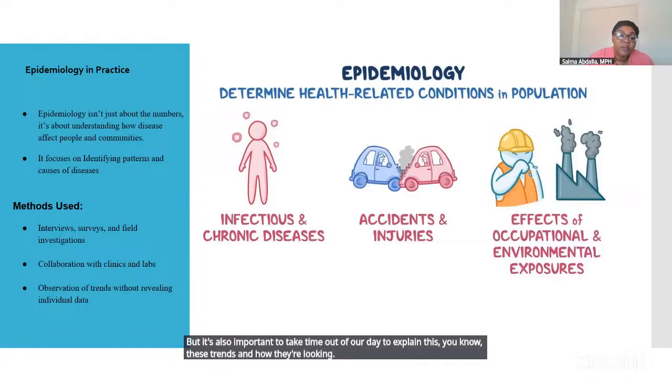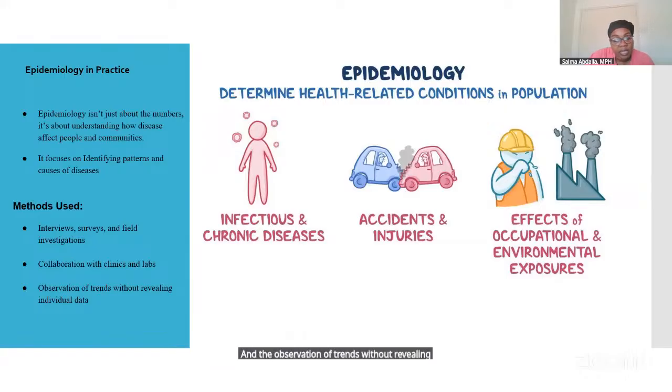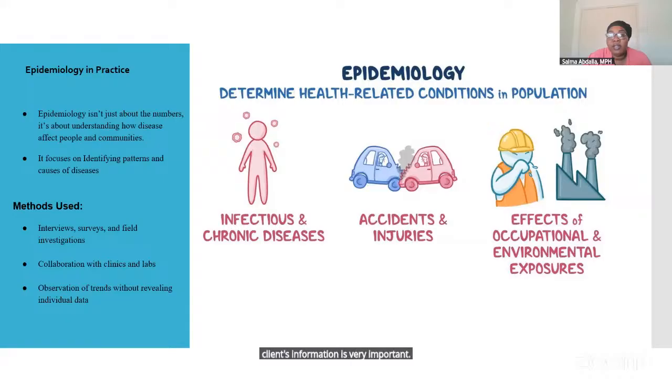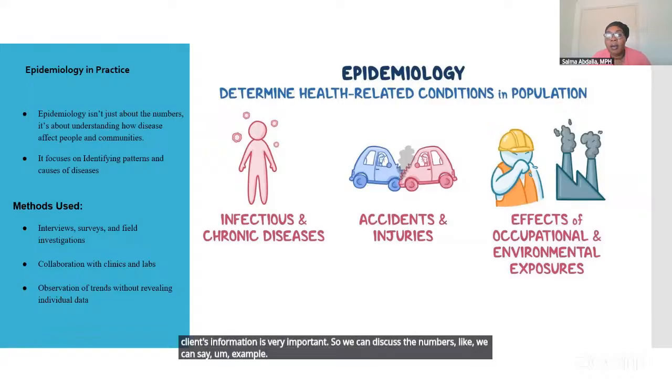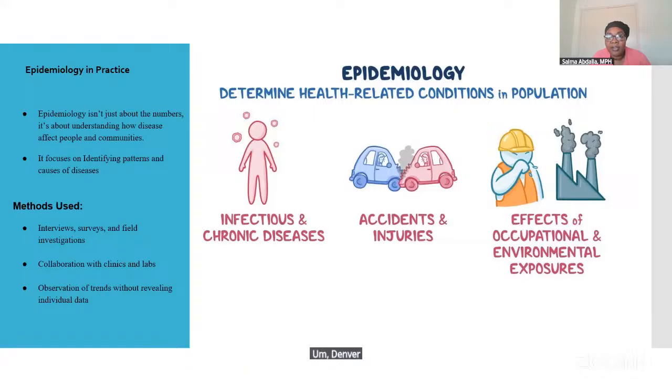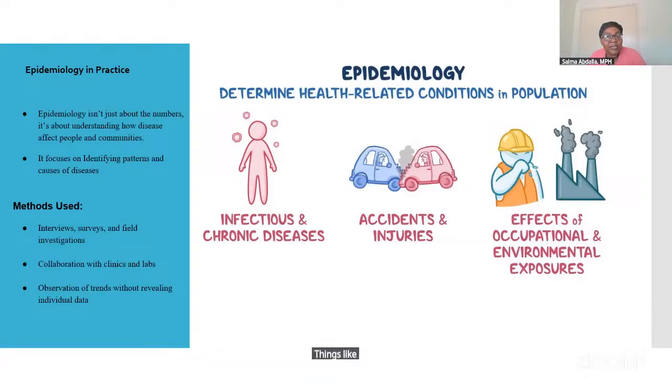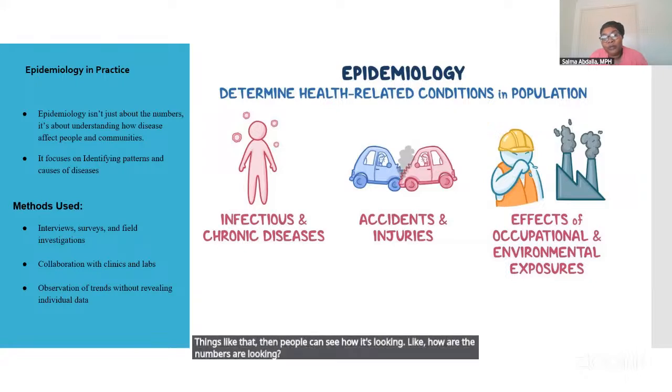And then there's the observation of trends without revealing individual data. Like I said earlier, clients' information is very important. So we can discuss the numbers. For example, we can say that right now Denver County is having a specific number of cases, let's say a 20% increase this week compared to last week. Things like that. Then people can see how the numbers are looking without us giving any personal information.